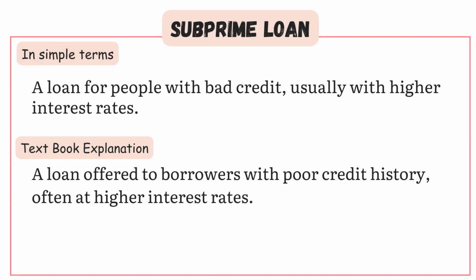Subprime loan. In simple terms, it is a loan for people with bad credit, usually with higher interest rates. As per textbook definition, subprime loan is a loan offered to borrowers with poor credit history, often at higher interest rates.